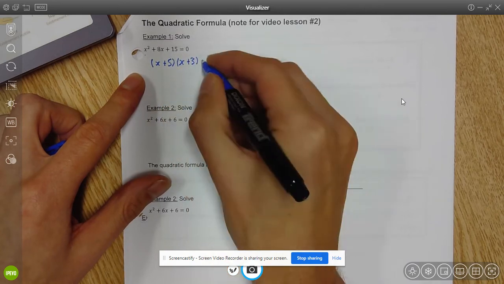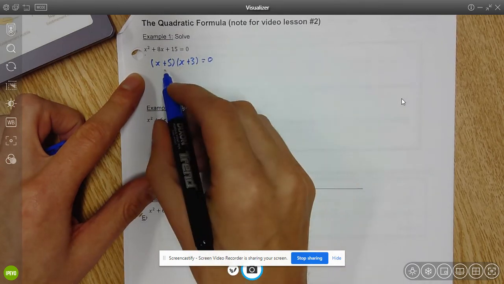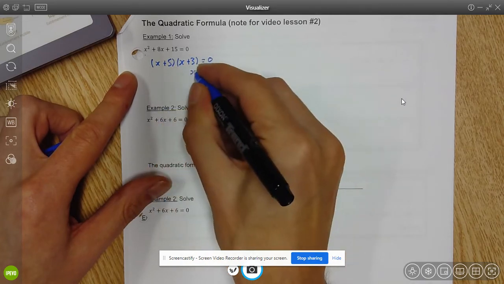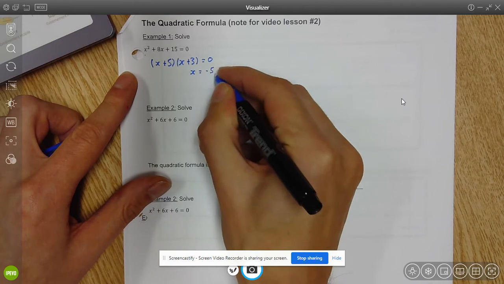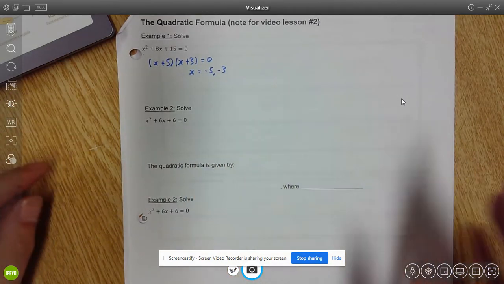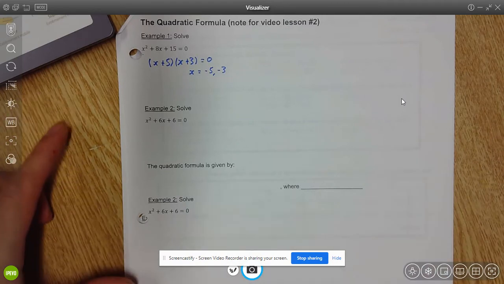Okay, so the two numbers are positive 5 and positive 3. Those multiply to 15 and add to 8. And then I've got to think what makes this first bracket equal to 0, what makes the second bracket equal to 0. So x could be negative 5 or negative 3. And again, the convention is to list those from smallest to largest. No problem. So that's what we were doing in your earlier lesson.